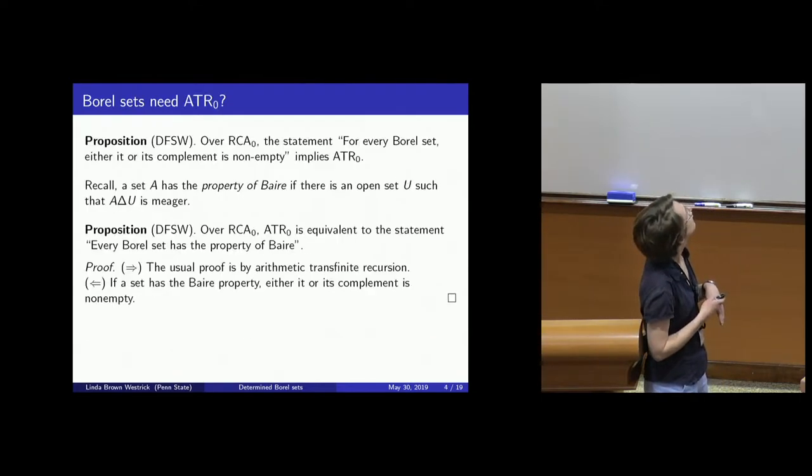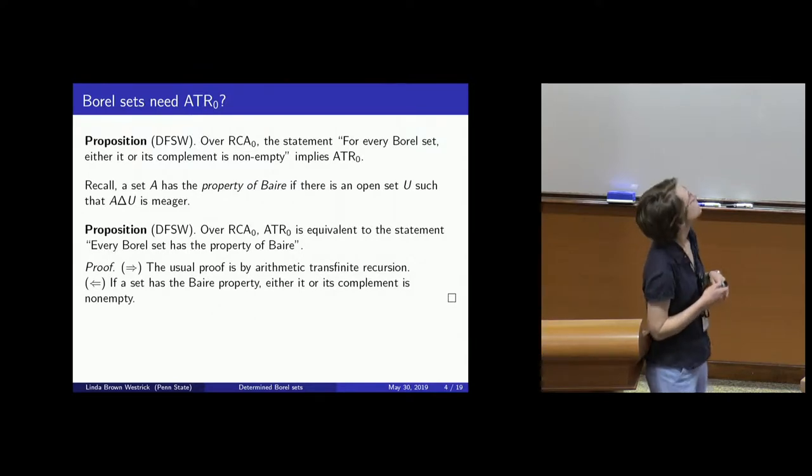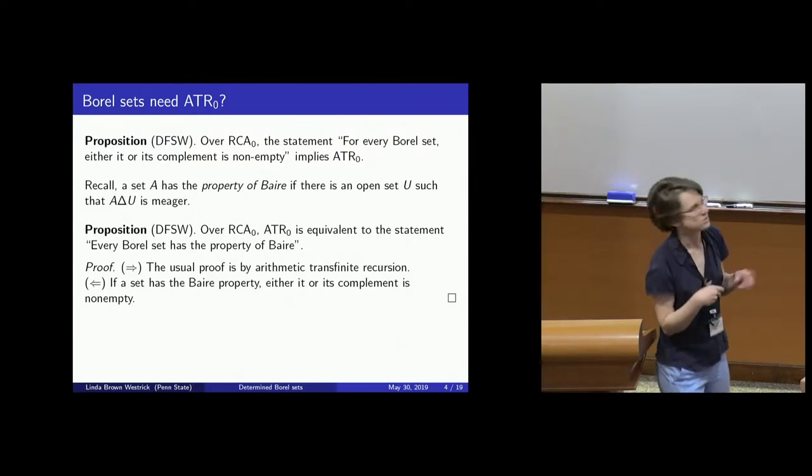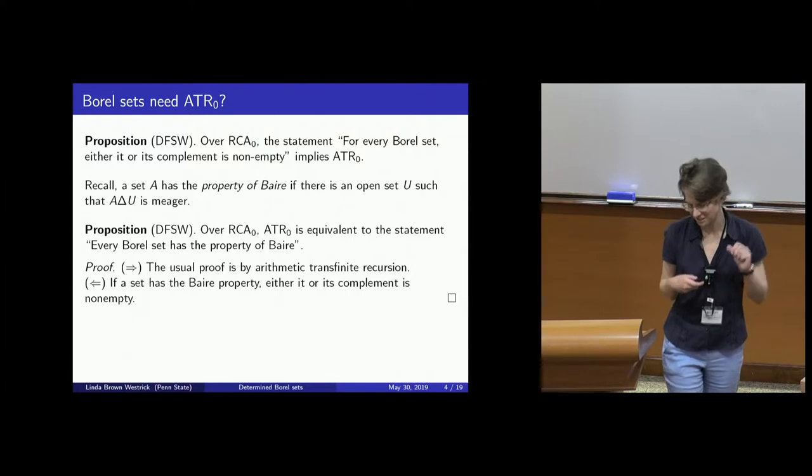So there's a very silly proposition. These authors will appear a couple times. This is Demir Jafarov, Stephen Flood, Reed Solomon, and myself. But this proposition is a very short proof, but it's also a very silly thing.